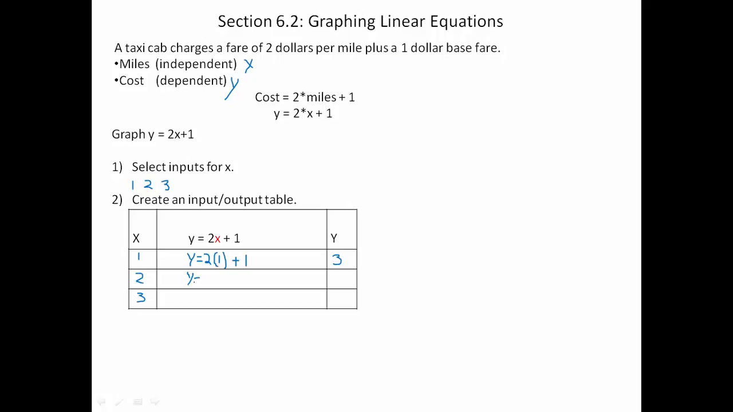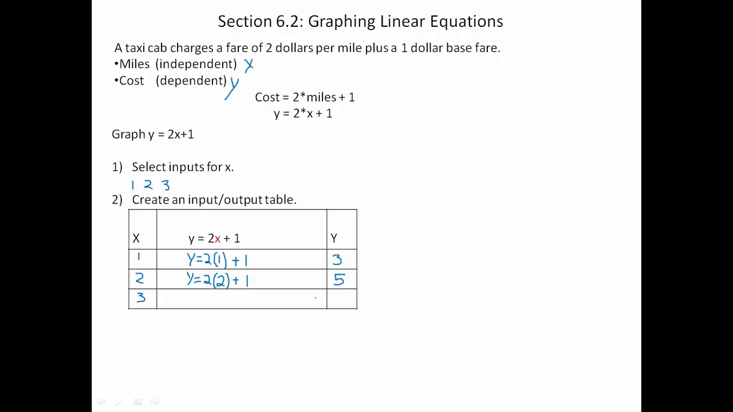Y equals, and I'm going to bring down the 2. And now think to yourself, what should I write next? I don't want to write the x. I'm going to substitute in the value that I chose for x, which is 2, for this particular row at least. And I'm putting it in parentheses so that I remember it's a multiplication, and then plus 1. Now see if you can work that one out. 2 times 2 is 4, plus 1 is 5.